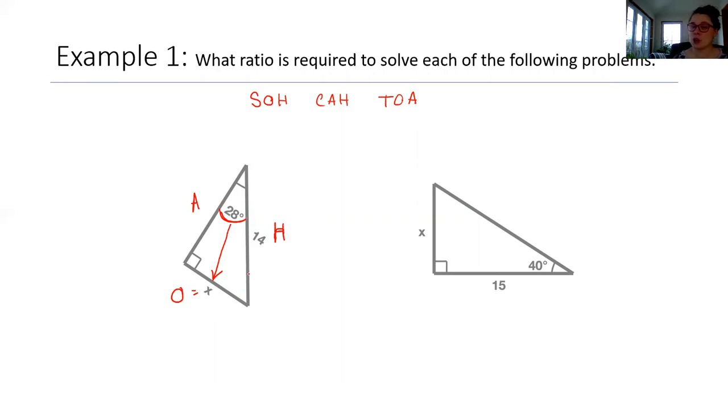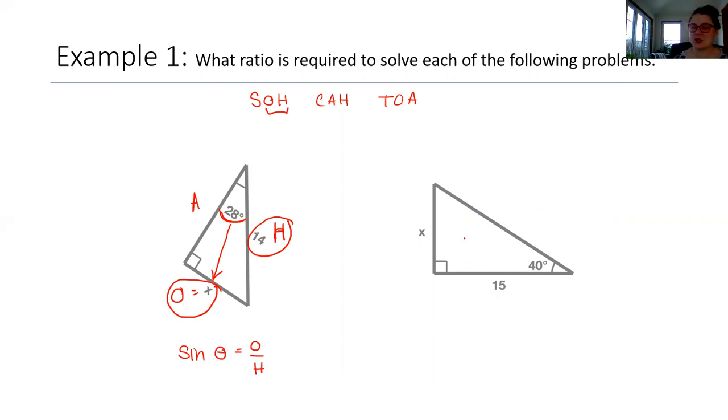Okay, which ratio do I use? Well, I know a number for the hypotenuse, and I want to find out X. So I know H, and I want X, which is also the opposite. Which ratio uses O and H? If we look through, the only ratio that uses O and H is sine. So for this one, I would use sine. You don't have to calculate it. You could go through and calculate if you like, but you don't have to.